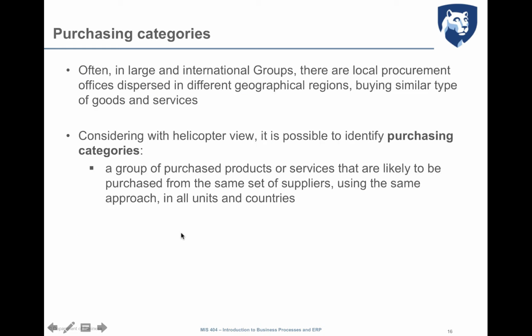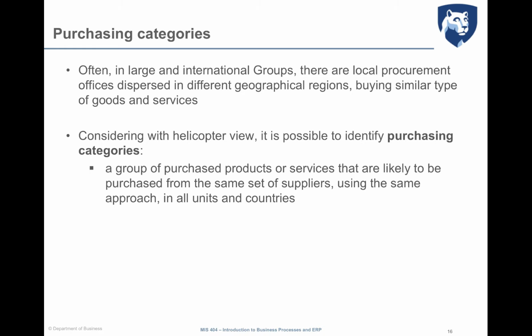As I told you, raw materials, components and parts, services, MRO, capital goods, and so on represent purchasing categories. But often, in large international groups, this classification is not exhaustive. It's likely that there are local procurement offices in this type of organization, dispersed in different geographical regions, buying similar types of goods and services.